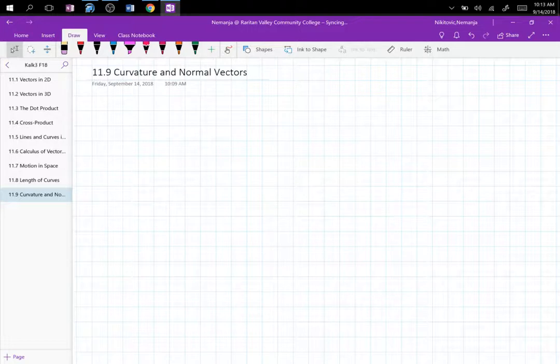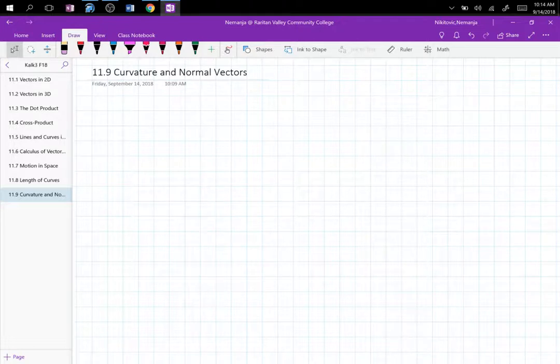This is the last section of chapter 11 on curvature and normal vectors. This is one of the sections in Calc 3 where the problems will be really good for killing time and developing carpal tunnel if you don't already have it, meaning long calculations, right? We'll start with curvature.